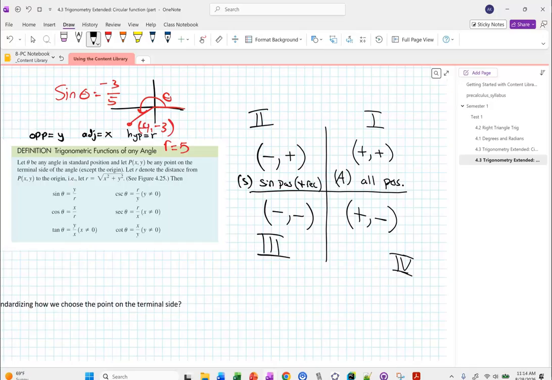Let's look at quadrant 3 now. Sine, positive or negative? Negative, because the y coordinate is negative and r is always positive. Cosine is negative too: x is negative and r is always positive, so that's negative over positive, which is negative. Tangent is positive, because that's a negative over a negative. So I'm going to put a T here for tangent positive, and its reciprocal, cotangent, counts too.